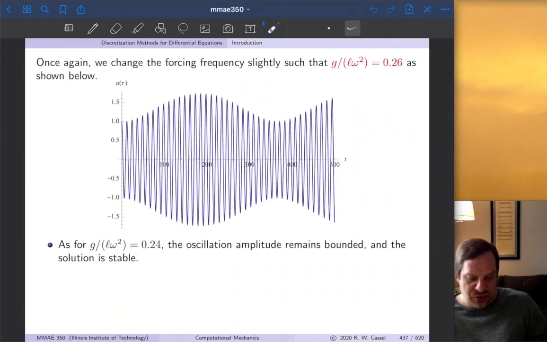Here's what happens when you go to 0.26. And you say, well, that looks familiar. Now, instead of going down and then up, it goes up and then down. But nevertheless, we have a modulated frequency on top of the regular frequency oscillation amplitude, and it remains stable. So clearly there's something strange happening between 0.24 and 0.26. 0.24 and 0.26 are very nearly the same behavior in terms of stability, whereas 0.25 is actually unstable.